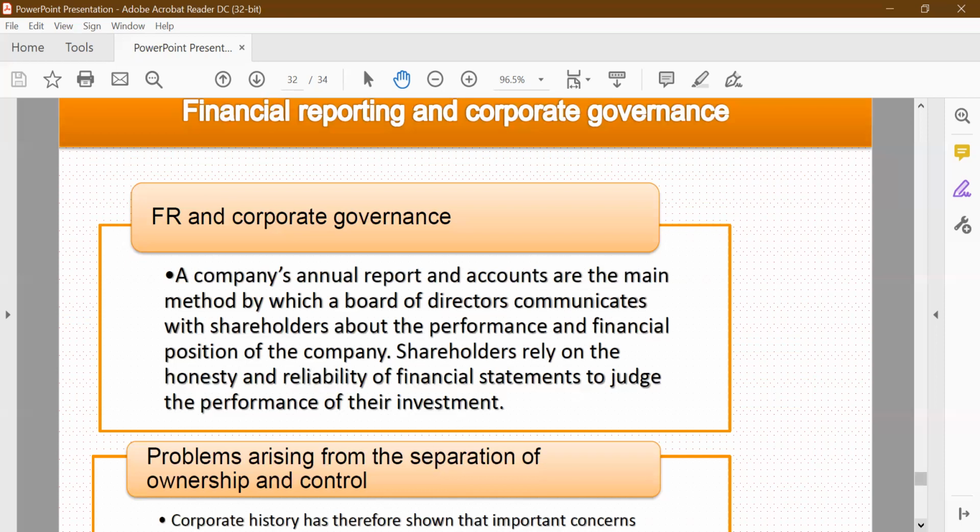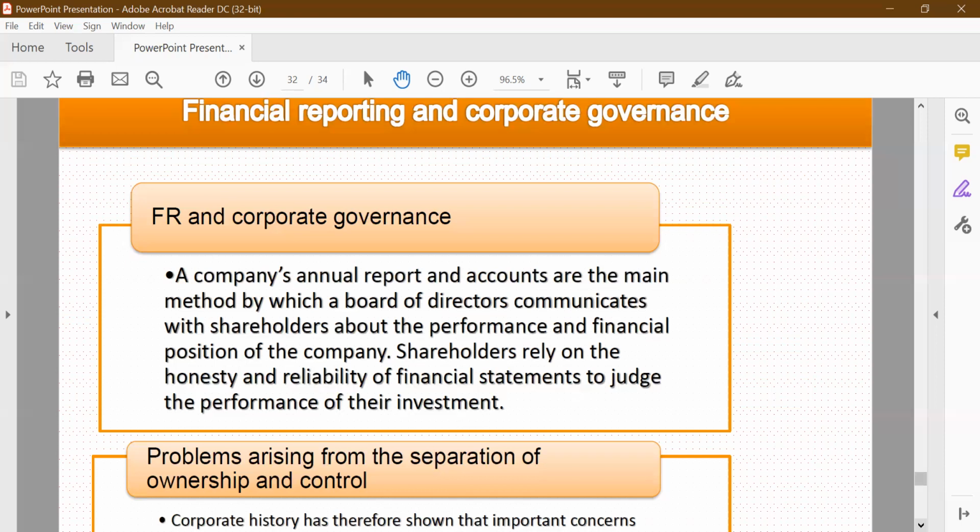Shareholders rely on the honesty and reliability of financial statements to judge the performance of their investments. Shareholders are hoping that these financial statements presented to them are actually honest and reliable. Otherwise, it creates a whole problem for them because they do not know how the company is performing and cannot assess correctly the performance of their investments.